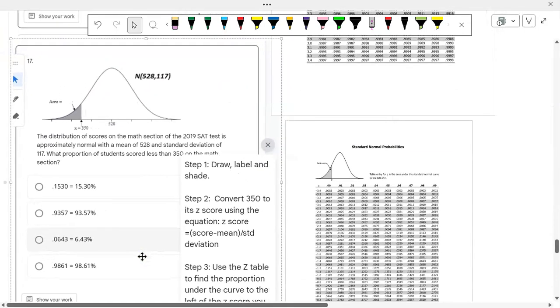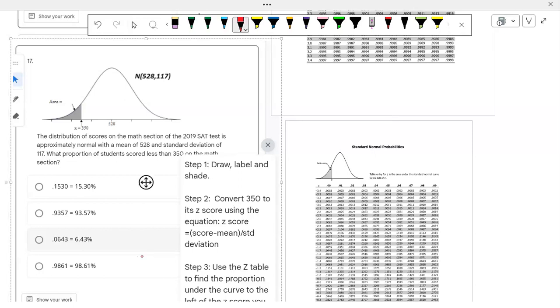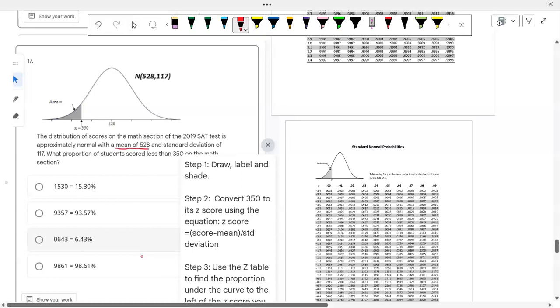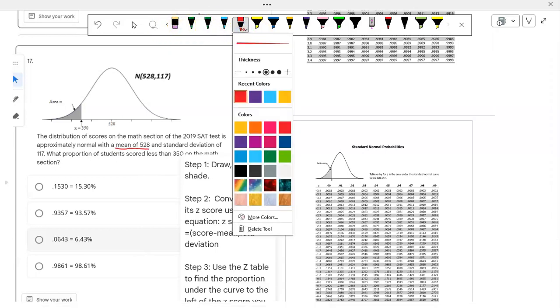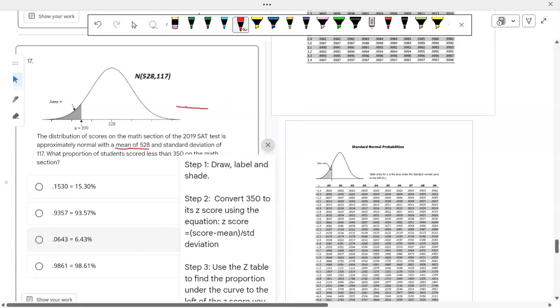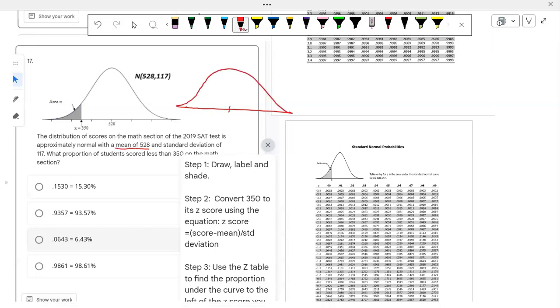All right. The distribution of scores in the math section of the 2019 SAT test were approximately normal with a mean of 528. So you'll have to be able to draw this. I gave you the drawing, but you're going to have to be able to draw this on your own. So my normal curve here, what this tells me is right in the middle is 528. So I'm going to draw a picture that looks like this. The standard deviation is 117.